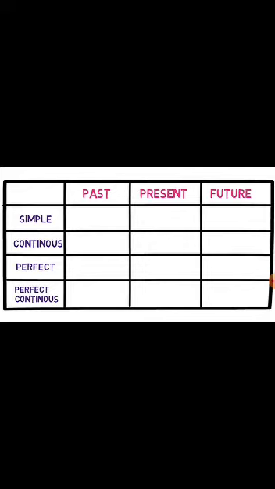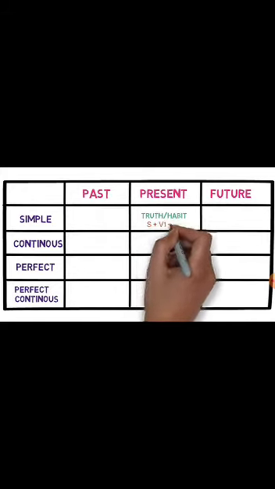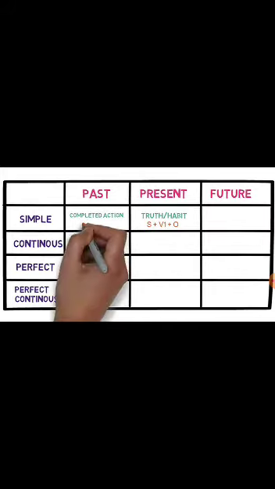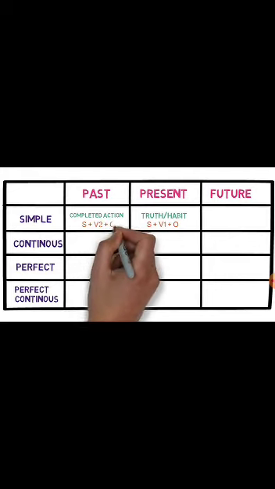Let's start with simple present tense. It denotes a truth or a regular habit. Sentence structure is subject plus verb's first form plus object. Simple past tense, we refer to a completed action. Structure of it is subject plus verb's second form plus object.